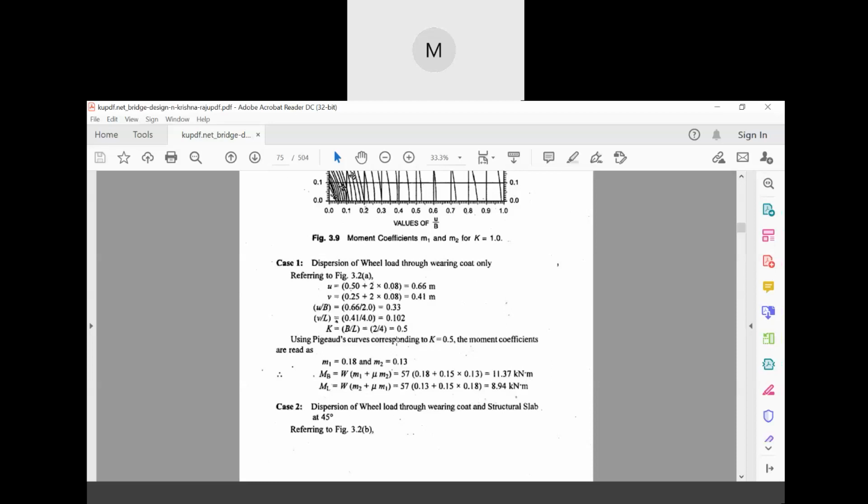Can you tell me which value will be different? I'm giving you a hint. This 0.08 value is for the wearing coat. Now if you see the question, what will be the value here? Tell me that value and which one will be different. Someone has to unmute and then speak up, please.